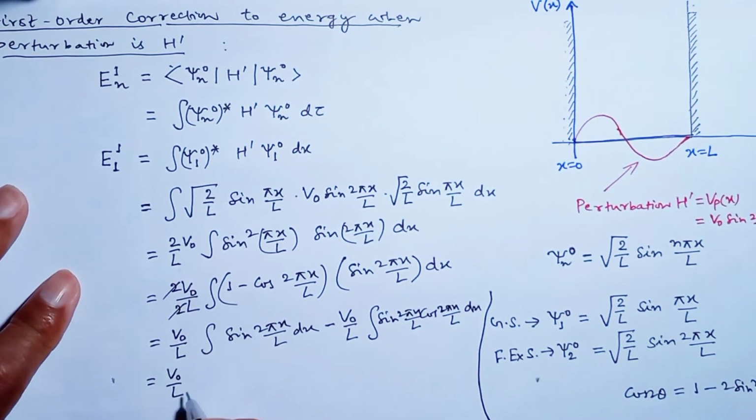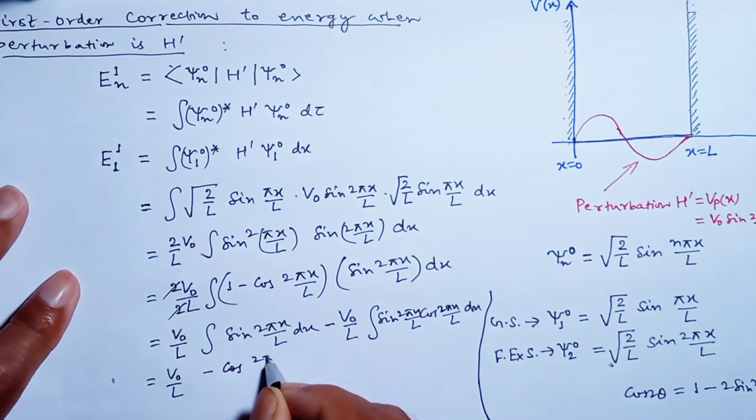This is v0 upon L, this is sine 2 pi x upon L dx. So the integral would be, differentiation of cos theta is minus sin theta, so it is minus cos 2 pi x upon L divided by 2 pi upon L, integrated from x equals 0 to x equals L, and here minus v0 upon L.